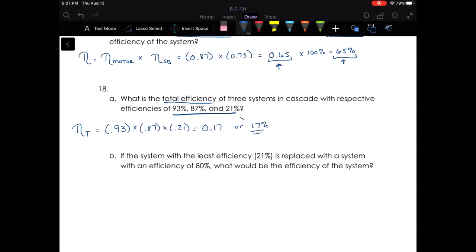Notice that is lower than the least efficient system, right? And that's what you're going to find. It's the least efficient system that has the most impact on the overall efficiency of the system.